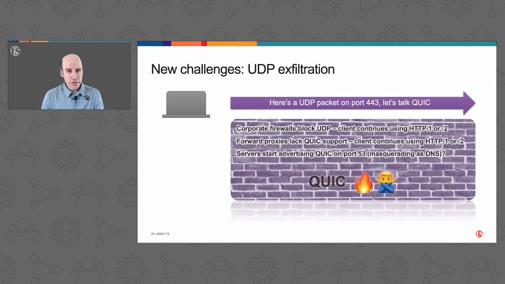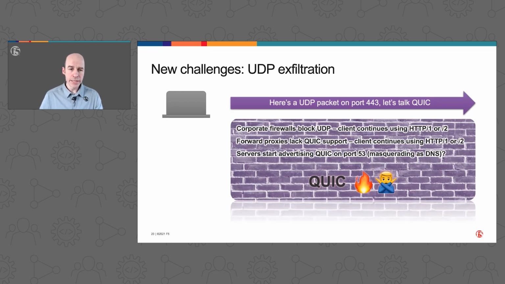UDP exfiltration. So let's say I'm a web client, a browser on a laptop in a corporate environment, and I say, here's a UDP packet on 443, let's do QUIC. There's a slim chance of that getting outside a corporate network firewall. If there's a proxy, it's going to say, I don't support that either. In both cases, that UDP packet is going to fall on the floor, and we're going to downgrade to HTTP 1 or 2 as before.